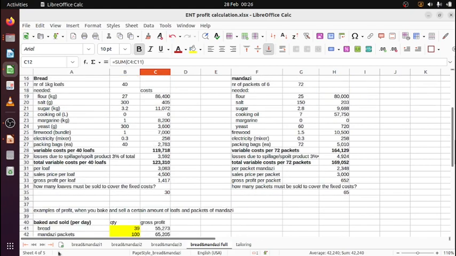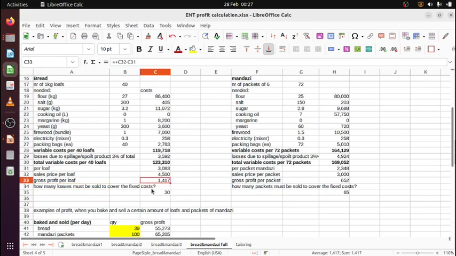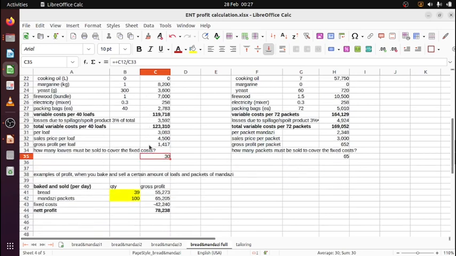So how many loaves must be sold to cover the fixed costs? That's of course the total fixed costs divided over the profit per loaf, and that's what is here. Total fixed cost C12 divided over C33, the gross profit per loaf. So I at least have to bake and sell 30 loaves, and then I have reached my break-even point.